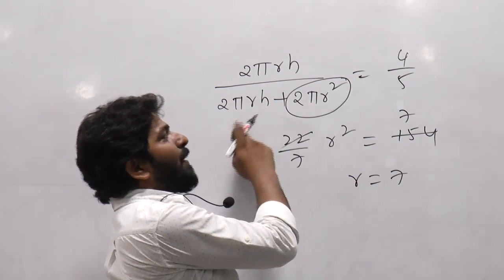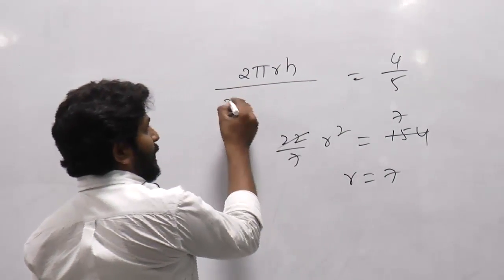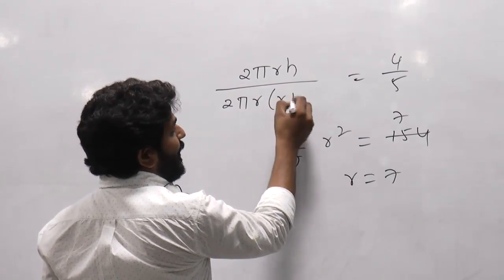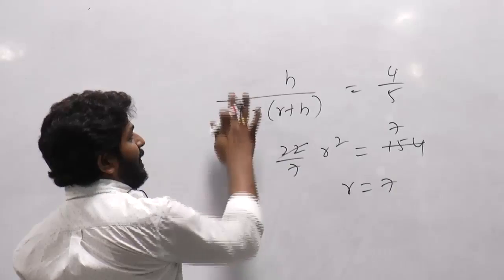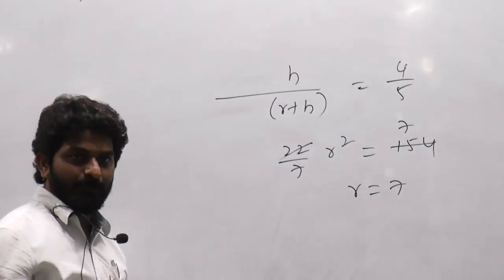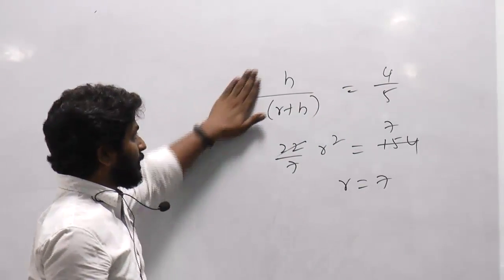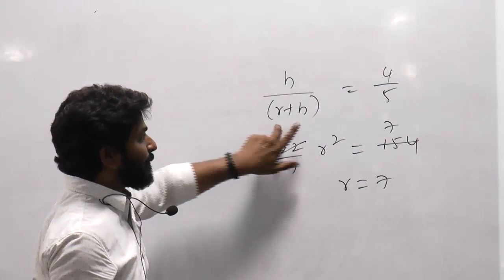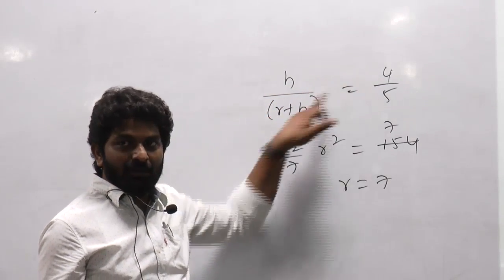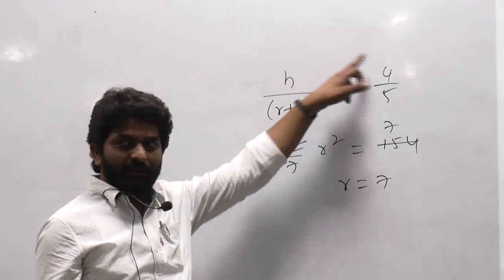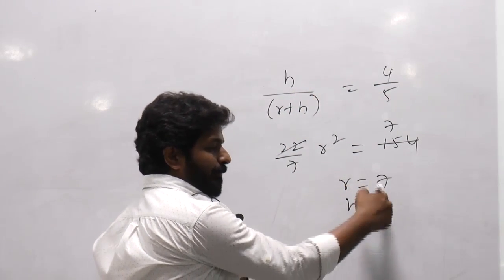You can write this 2 pi r h plus 2 pi r square as 2 pi r into (r plus h). Am I right? 2 pi r cancel. H by (r plus h) is equal to 4/5. What is the difference between h and r plus h? R. What is the difference between these two numbers here? 1. So r is equal to 1 part. Height is equal to 4 parts.